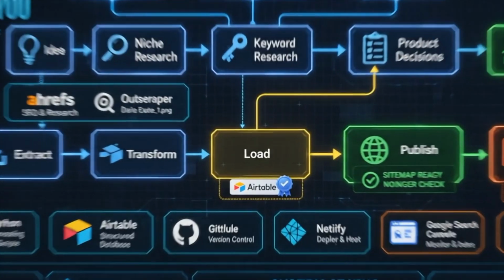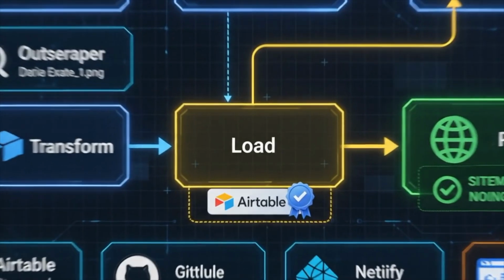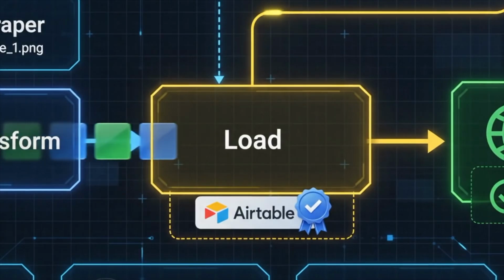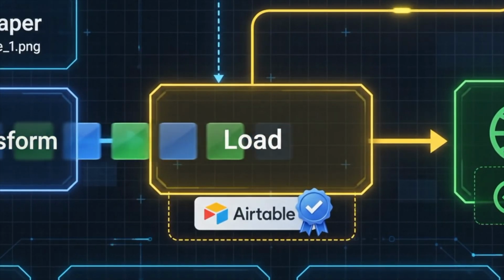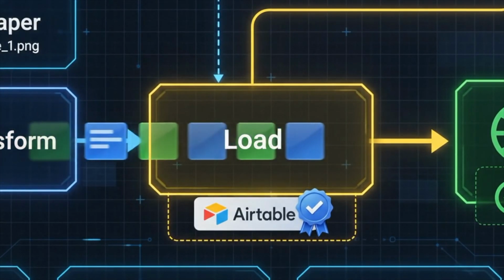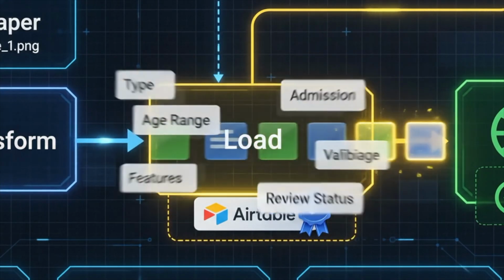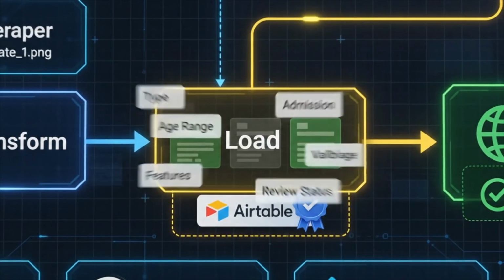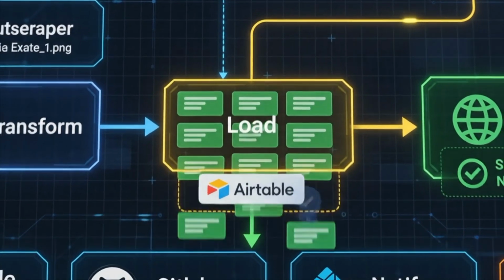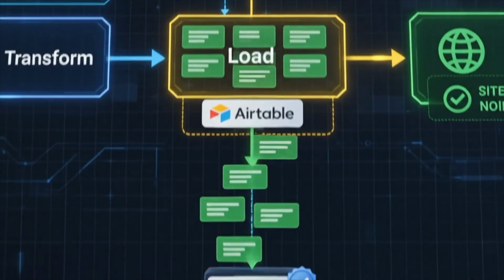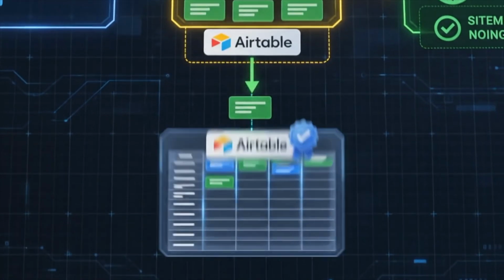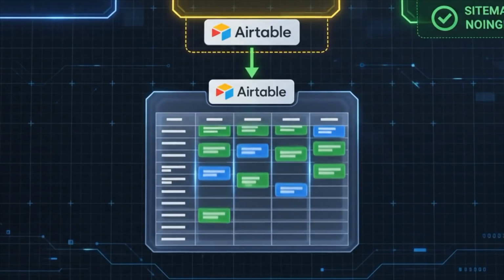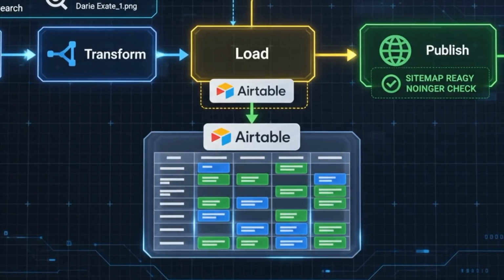After the data is cleaned, the next question is where it lives. For Pad Locator, Airtable became the operating data store. That does not mean Airtable is a dumping ground. It means Airtable holds the controlled fields that power the site: venue type, admission, age range, features, hours, status, URLs, descriptions, and review state. Load is not just importing records. Load is deciding what becomes operational truth.